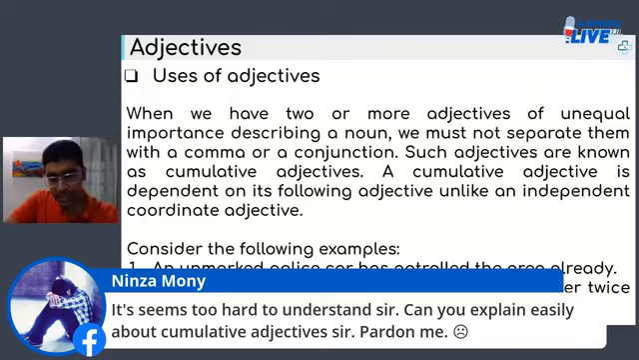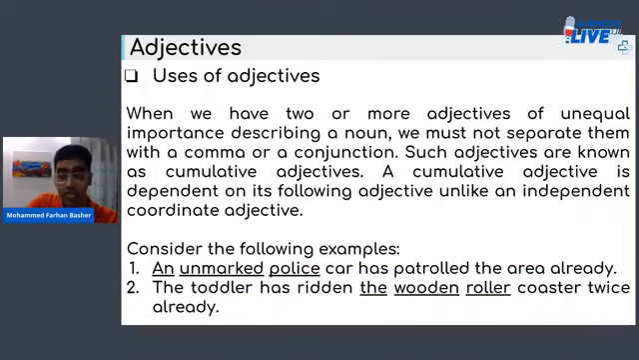Ninzamon is asking, it seems too hard to understand, sir. Can you explain easily about cumulative adjectives, sir? Pardon me. Now, please, it's absolutely fine. If you don't understand, you do need to let me know if I'm not being clear about something. So thank you for letting me know. I'll try again, of course.